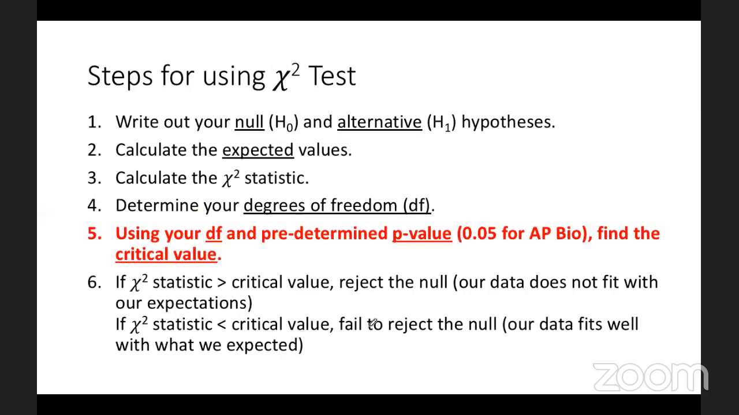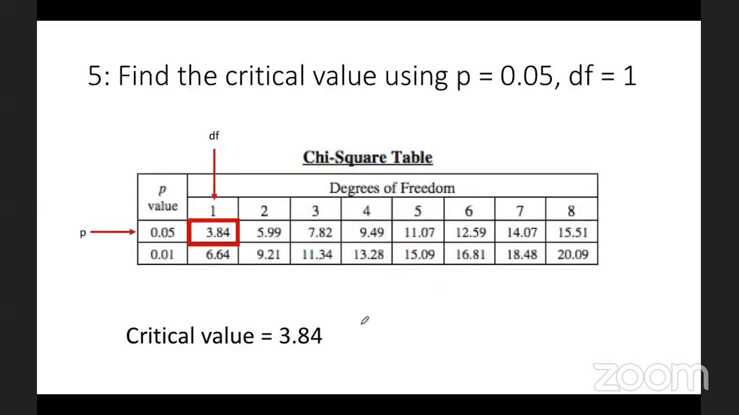And then our next step is to use our little table, our degrees of freedom, and our p-value. Again, we're using 0.05. We're going to find the critical value. Our critical value, once again, is 3.84.